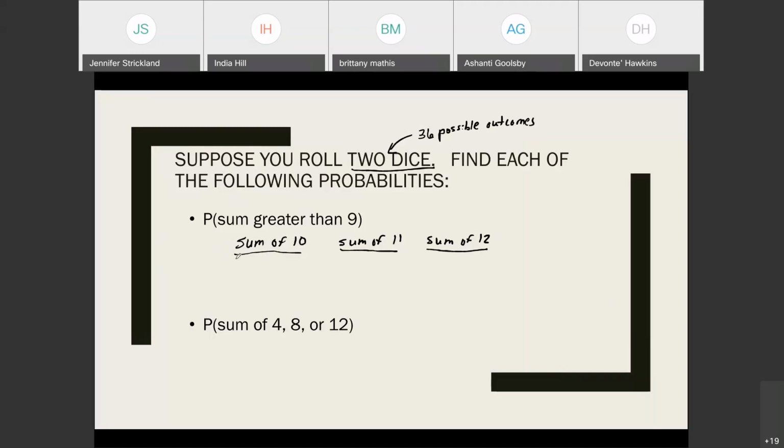So on the 10, I could roll a 4 and then a 6. And remember that we talked about how you can turn the numbers around and it counts as a separate outcome. So 6 and 4 also. I could also roll a 5 and a 5. And the doubles don't get turned around because a 5 and a 5 is the same. All right, so what about an 11? How can I roll an 11? I could do a 5 and a 6, and then a 6 and a 5. That's the only way to do that. And then the only way I could roll a 12 is by doing double 6s.